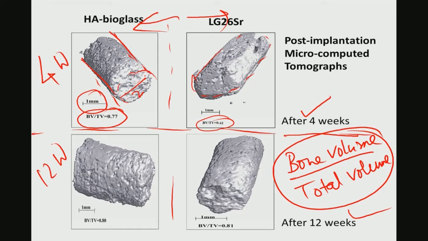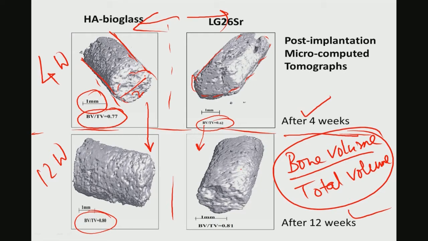Now, what you see here is, if you compare this only with the control implant, after 4 weeks the bone volume to total volume is 0.77, and after 12 weeks it is 0.80. Compared to that, in the strontium substituted materials, at the initial period of 4 weeks it is 0.62, and after 12 weeks the bone volume to total volume is 0.81. So, although after 4 weeks bone regeneration is not as high as the control implant, it is certainly comparable when you compare the 12 weeks results.